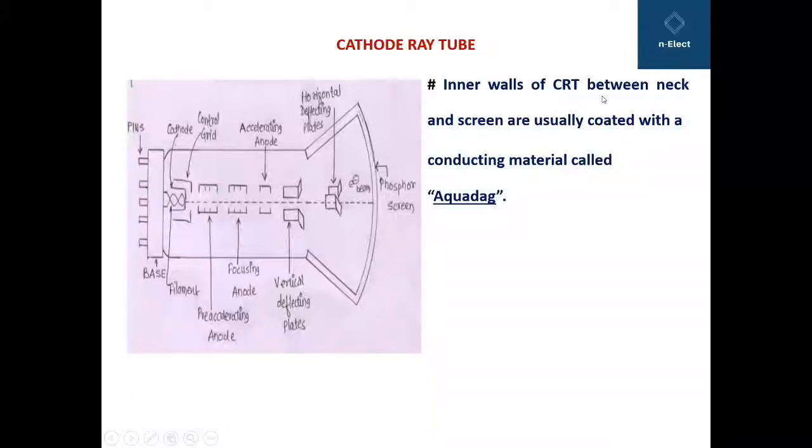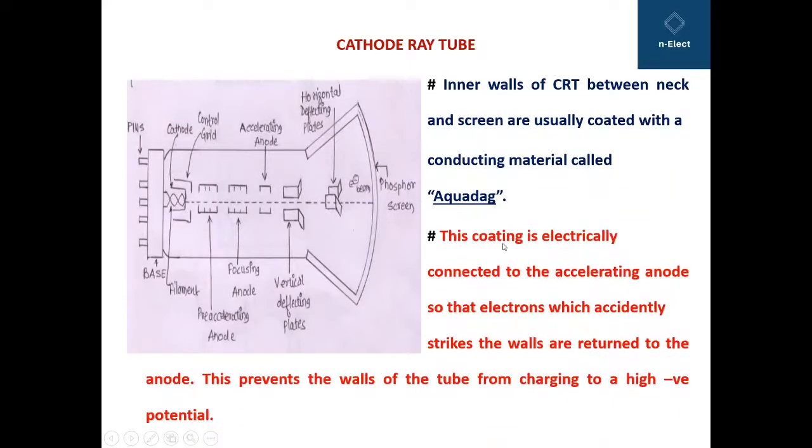The inner walls of the CRT between the neck and the screen, from here to here, are usually coated with a conducting material called aquadag. This coating is electrically connected to the accelerating anode internally, so that electrons which accidentally strike the walls are returned to the anode. This prevents the walls of the tube from charging to a high negative potential.